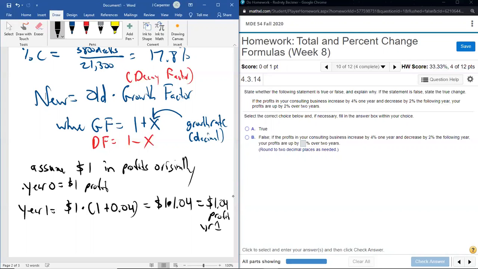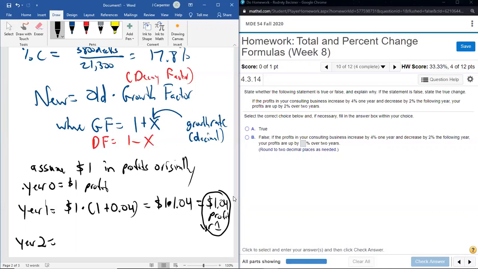And again, I'm saying year 0 was the dollar profit. The 1 year here is what I'm calling year 1. And then year 2, again, it's the old times the growth or decay factor. This time we're decreasing by 2%, so we're going to decay. So we have to go 1 minus that 0.02. So we take the old amount, which is not this anymore. The old amount when we're talking about this year, oops, is what we just got.